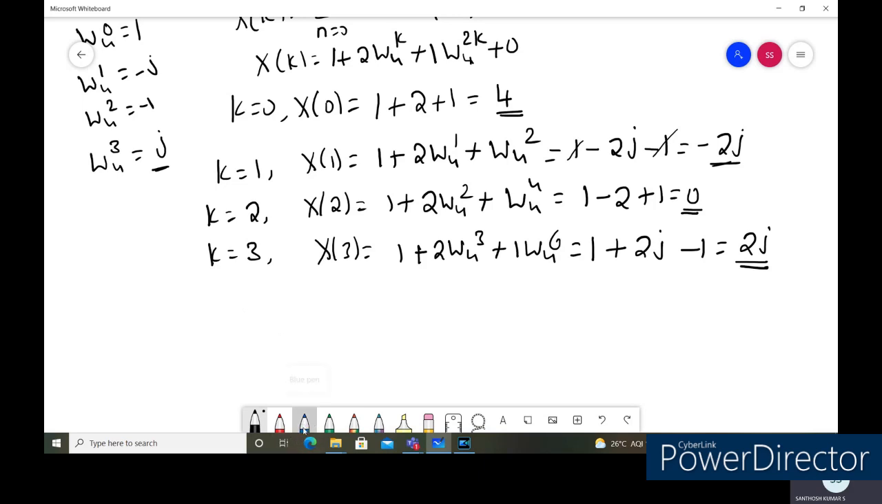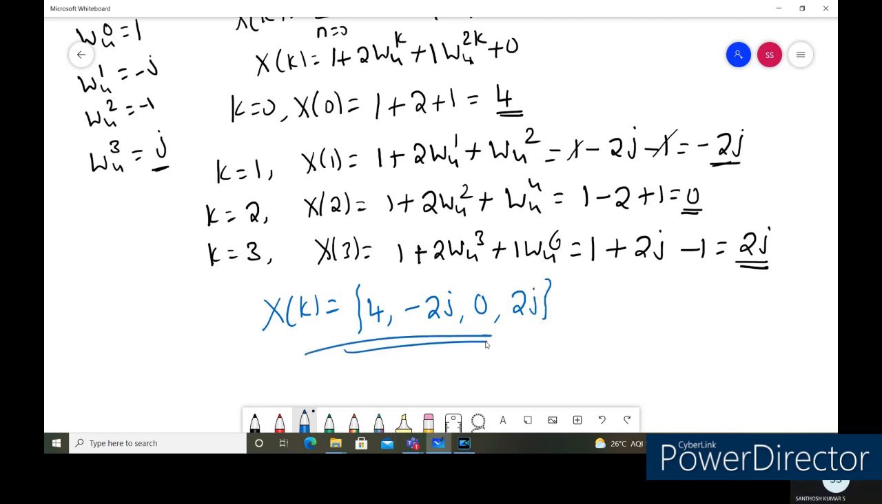Now let us summarize the values for X of k. So X of k is equal to, for k equal to 0 it is 4, for k equal to 1 it is minus 2j, for k equal to 2 it is 0, and for k equal to 3 it is plus 2j. So this is the X of k we got for x of n equal to 1 2 1 0.